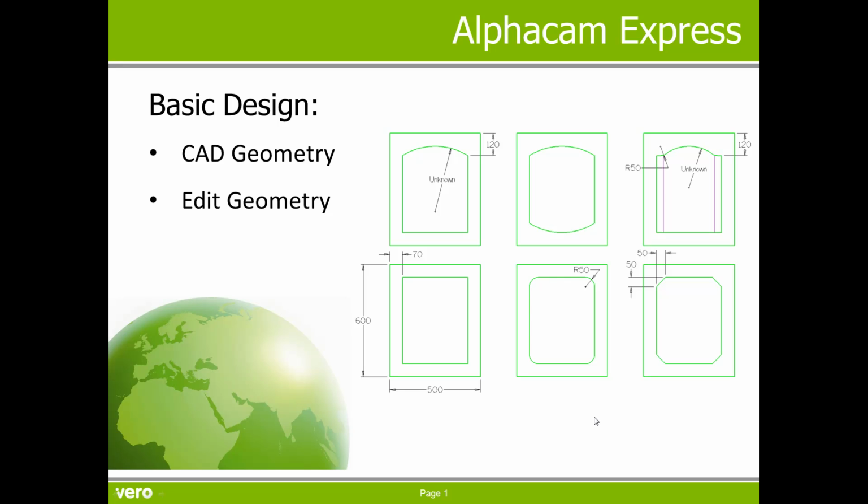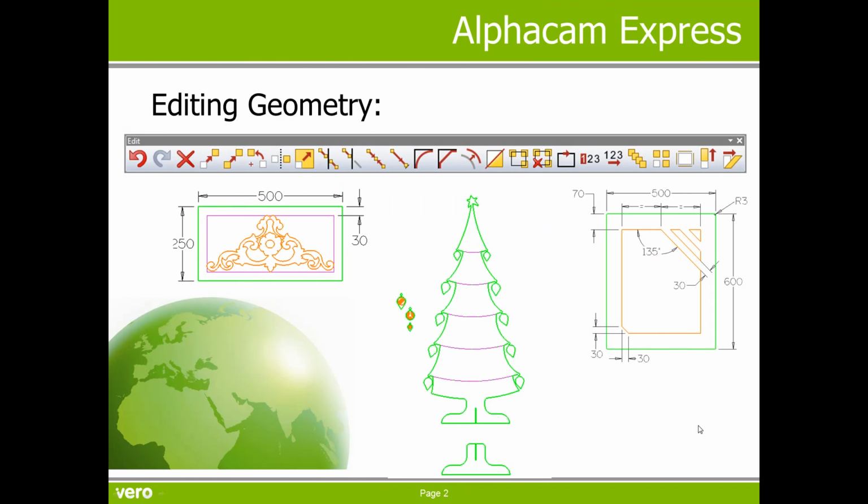This concludes this AlphaCam Express presentation on basic design. We showed you how you can use CAD geometry and edit geometry to produce the 6 doors on the screen. For additional information on editing geometry within AlphaCam, there are 3 further movies under the Editing Geometry series showing you how you can create the 3 parts you see there on the screen.